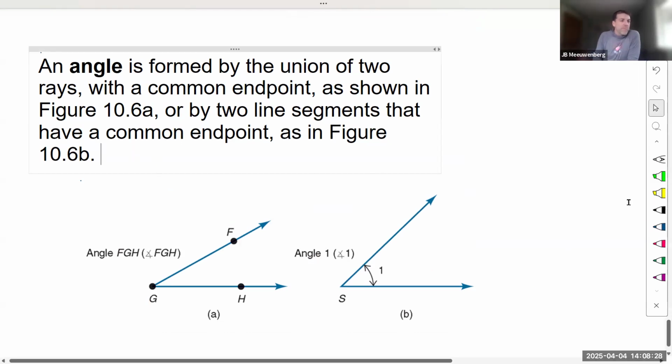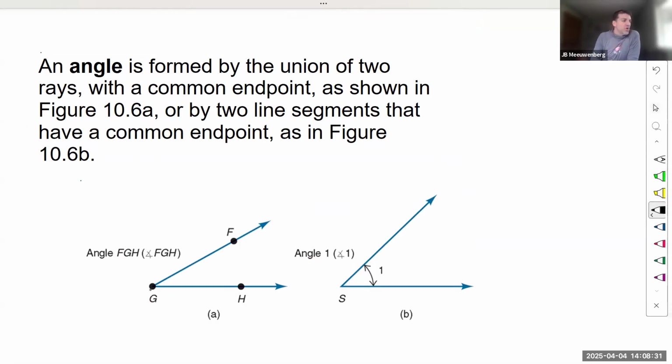And so what you'll have here is GF. GF is a ray, right? This is a line that goes in that direction forever. GH is another ray, but they share point G, right? That is their common endpoint. That's what we see right here.